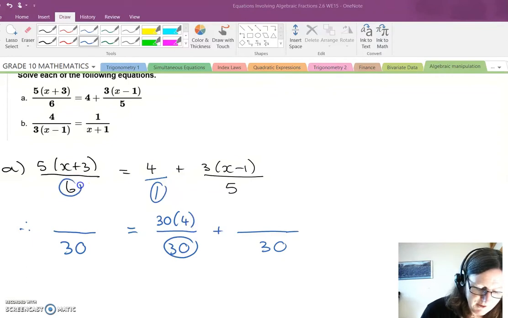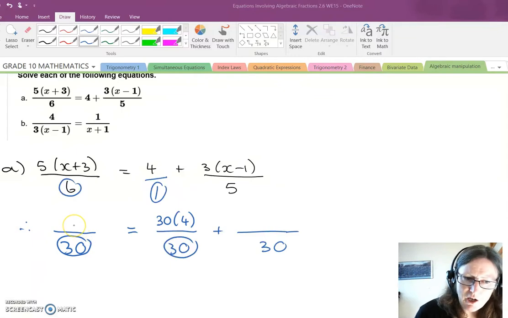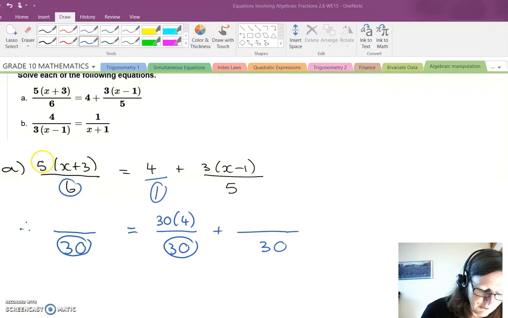How did I get from 6 to 30? I times by 5, so I also need to times the top by 5. So I have to times this by 5. 5 times 5 is 25.